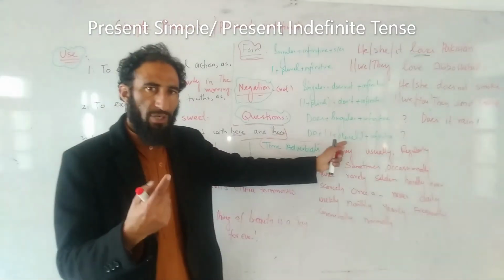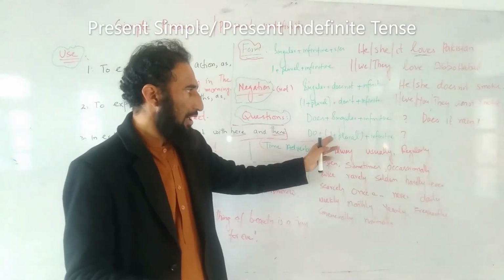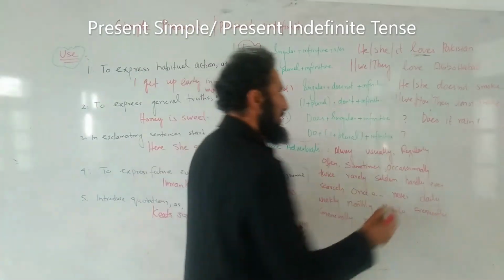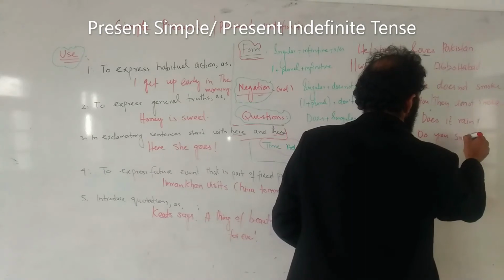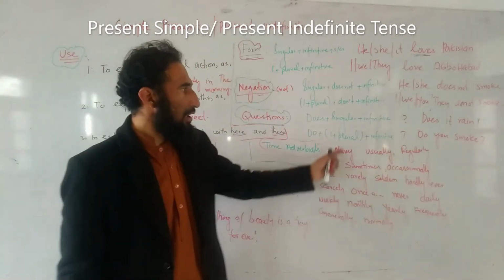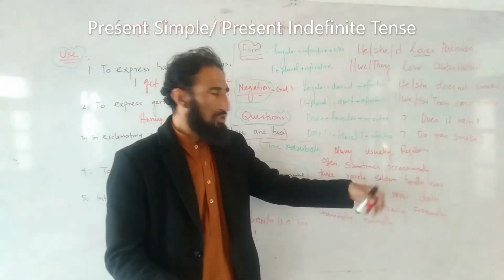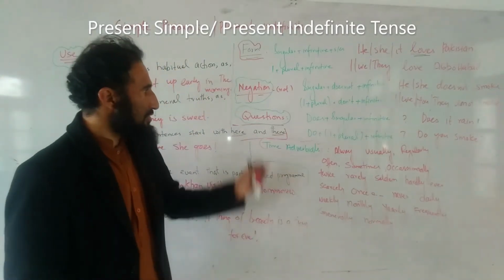Okay, and for plural pronouns or I, we use do. First do, then I or any plural noun, and then infinitive form. Like for example, do you smoke? Do they smoke? Do I smoke? Like that, okay? So this is all about it.